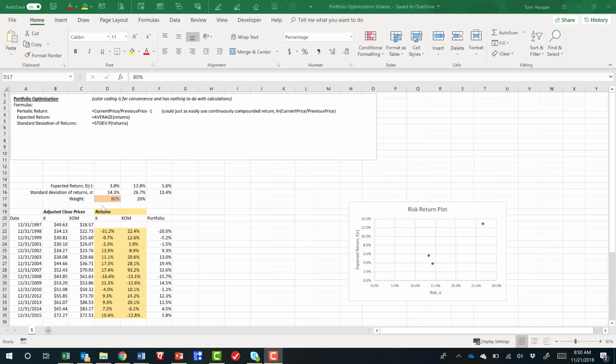Let's change this weight in Kellogg to show how this middle point moves across all the different possibilities. We can show that even better by creating a data table that shows the percent in Kellogg varying from 0% to 100%, and seeing what the risk and return are.